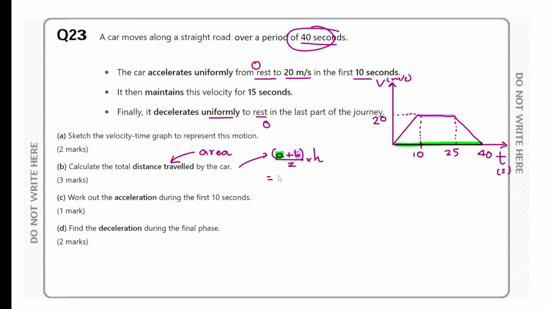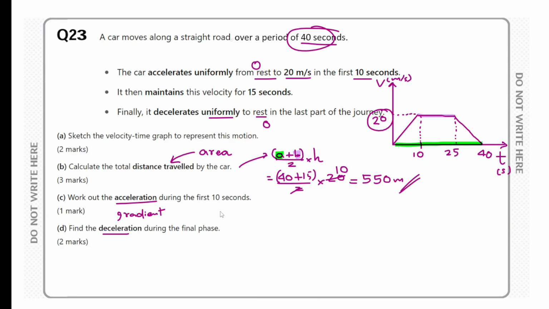40 plus 15 divided by 2 multiplied by the perpendicular height here, which is 20. The total distance traveled is 550 meters. Work out the acceleration during the first 10 seconds. To find the acceleration or deceleration, it is the gradient of the graph. Let's find the gradient.